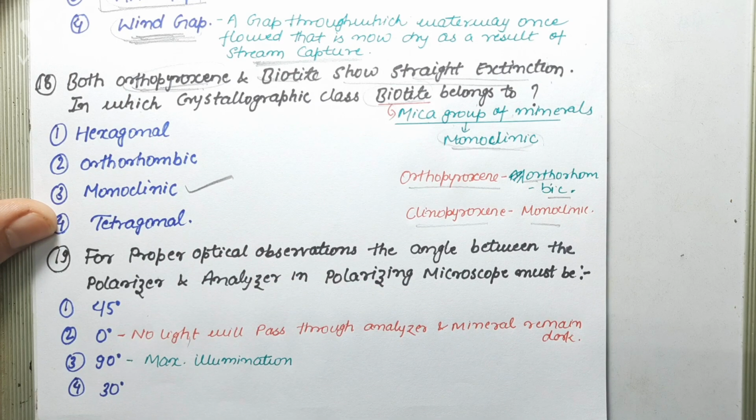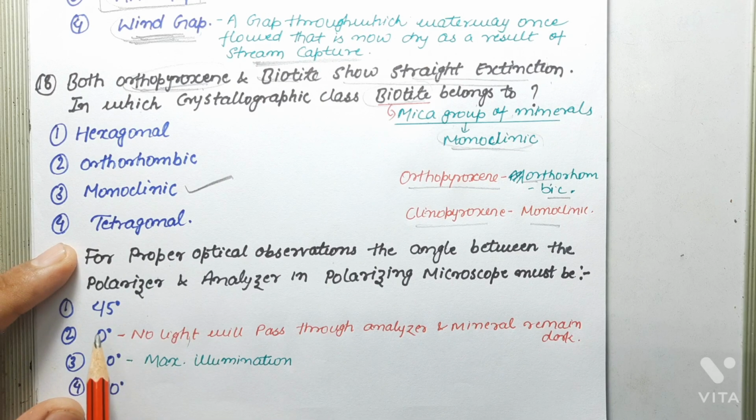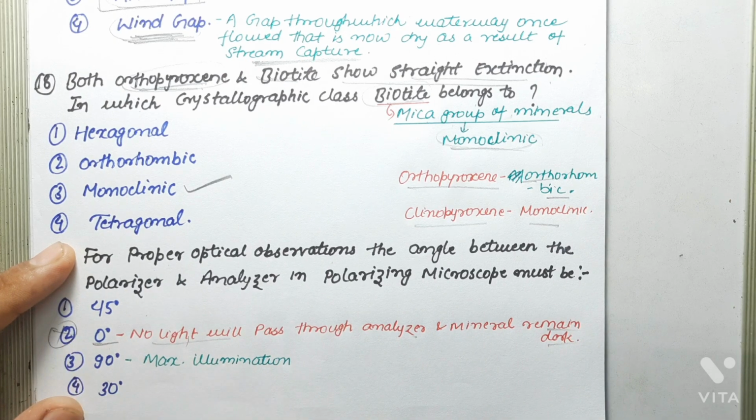Next question is, for proper optical observations, the angle between the polarizer and analyzer in a polarizing microscope must be. Okay, so for proper optical observation, proper illumination is required. And for proper illumination, the analyzer and polarizer must be oriented at 90 degrees to each other. Say, if polarizer and analyzer are oriented at 0 degrees to each other, then no light will pass through the analyzer and the mineral remains dark. So this is not a condition in which there is proper optical observation.